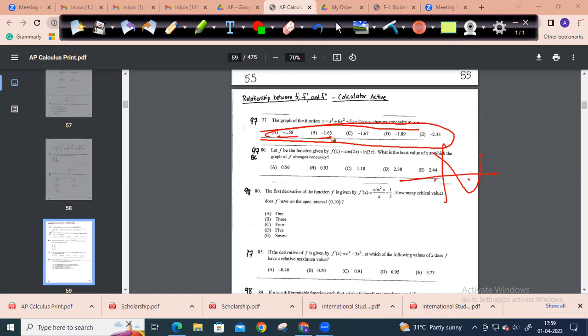The points are minus 1.58, minus 1.63, minus 1.67, minus 1.89, minus 2.33. So you need to check between minus 2 or minus 3 and minus 1. You will definitely get only one point where the graph is changing its concavity, either concave down to concave up or concave up to concave down. So there will be only one point.